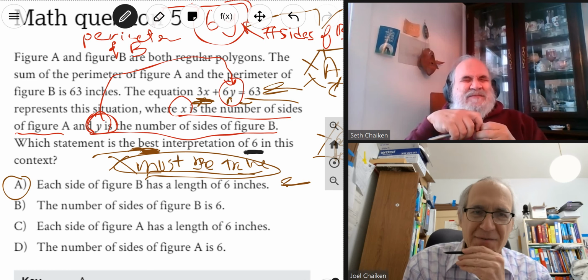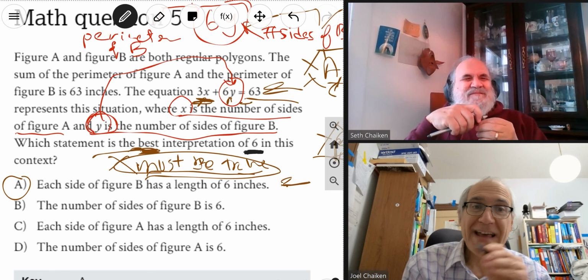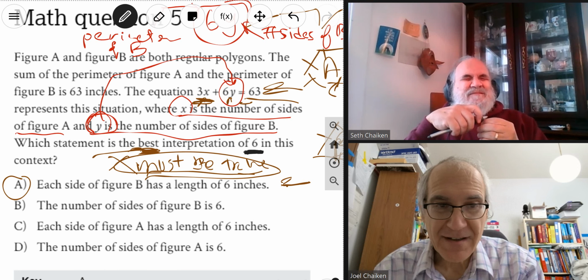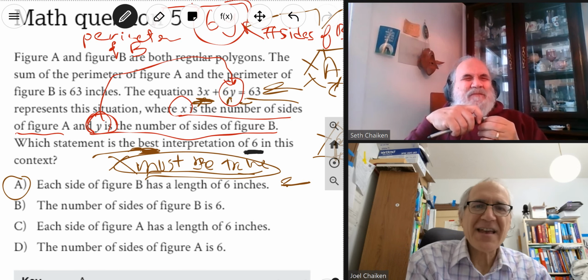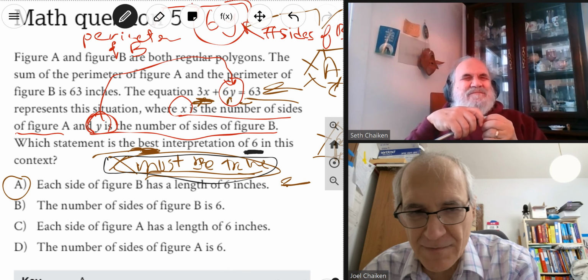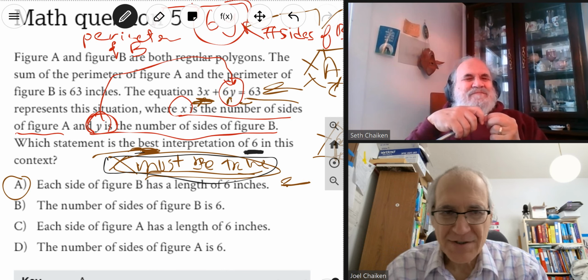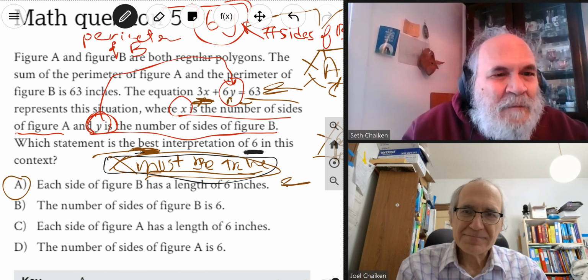Right. 6 can also be an answer for y when x is something. X is whatever it was that gave x. Oh, wow. Yeah. So that's why they don't have this must be true. They have to have best interpretation. Right. Oh, wow. Yeah, so B.